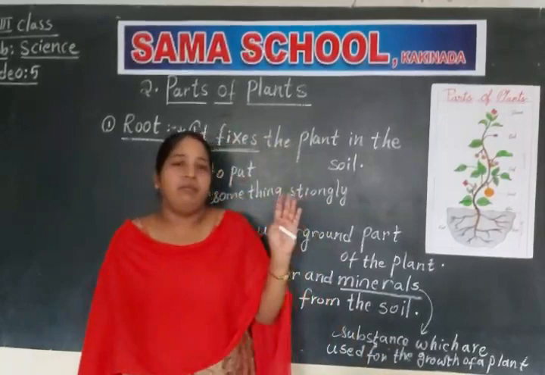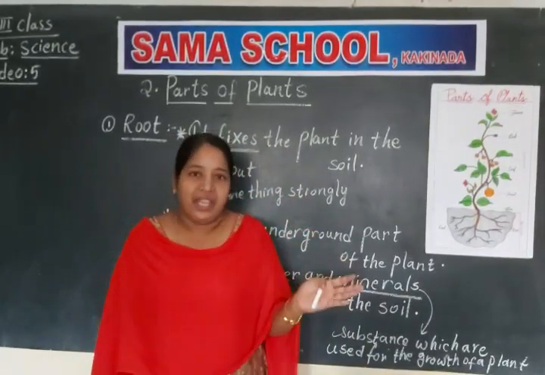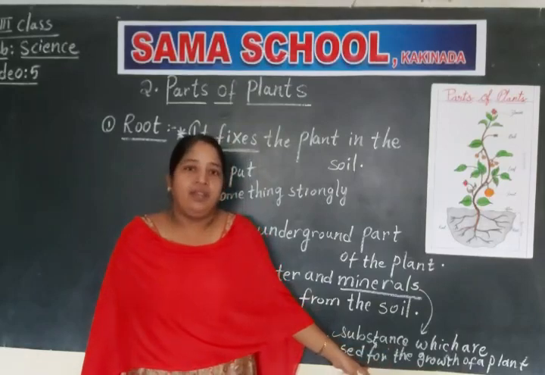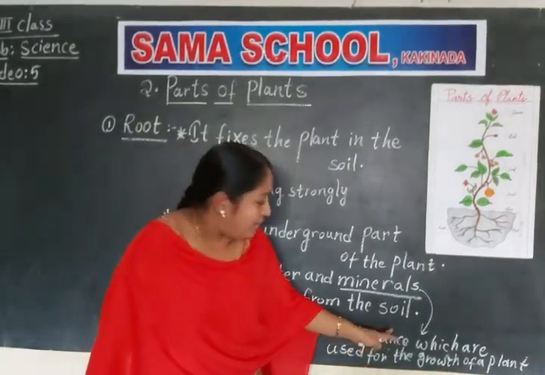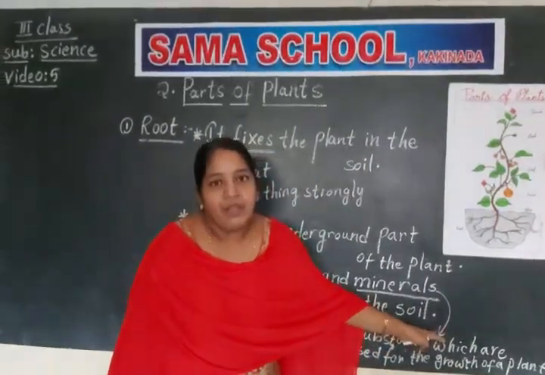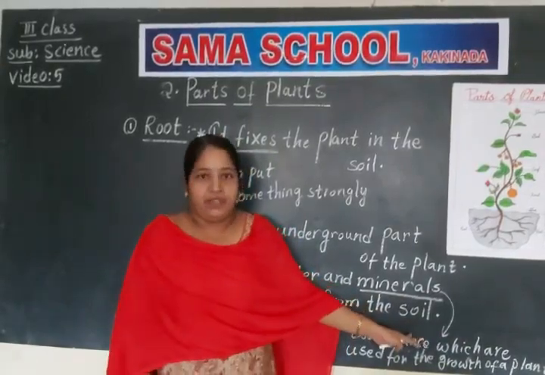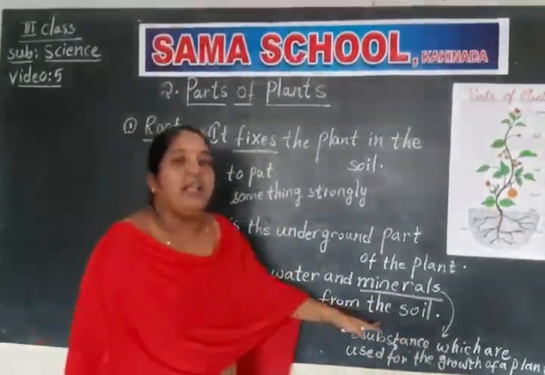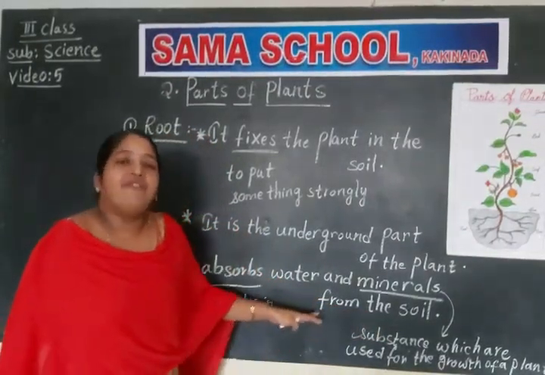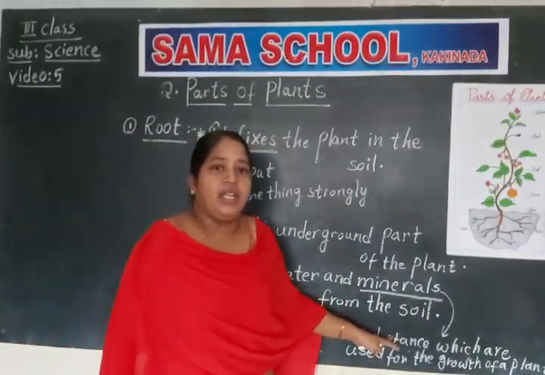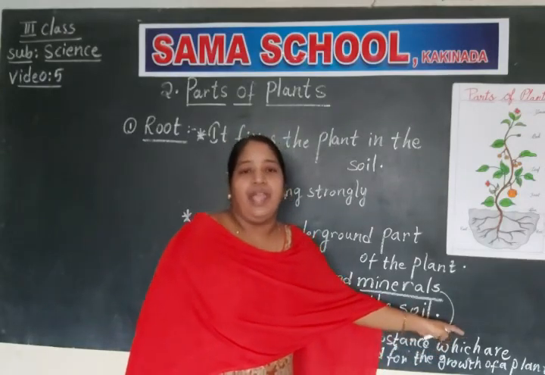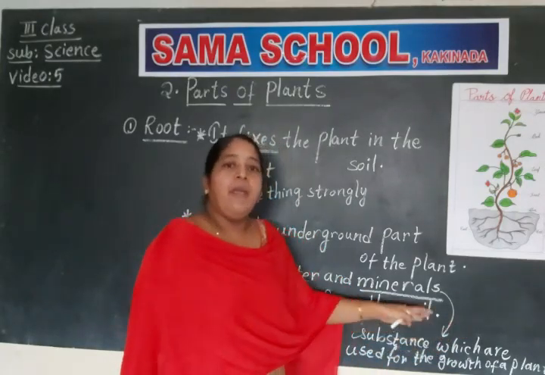So all human beings, all living things need minerals for the growth of our body. Clear, children? So where will we get the minerals? We get minerals from the food. And how does the plant get the minerals? Plants get the minerals from the soil. Those minerals are very useful for the growth of a plant.